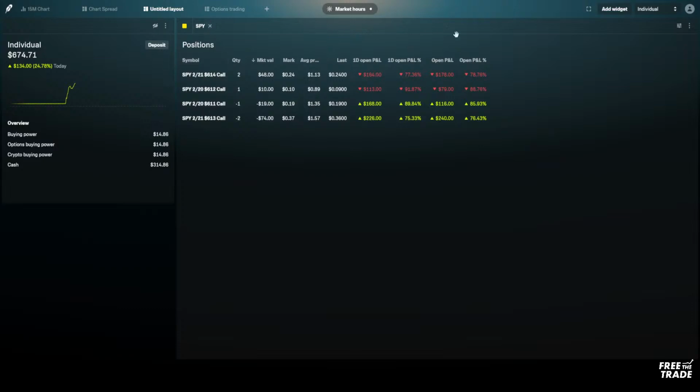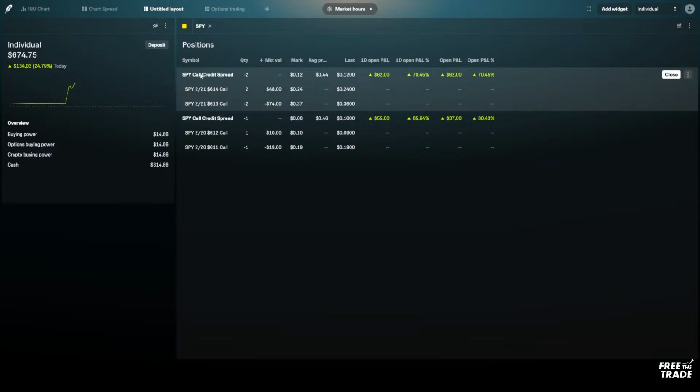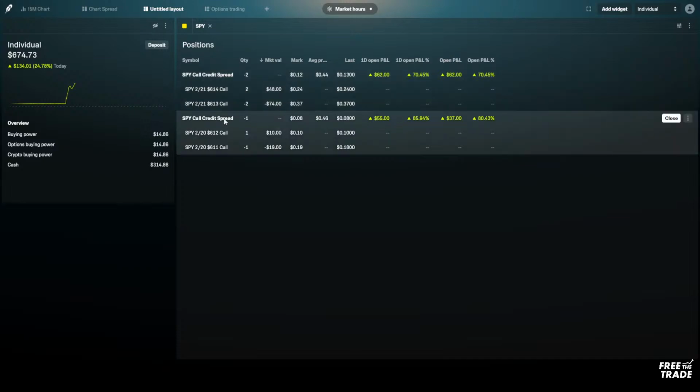I want to see this in a different light. Group by. There we go. All right. So now we can see how it's actually working. This is a SPY call credit spread. It is up 70% right now, $62 total. This one is also a SPY call credit spread. It's up 80% for $55 total.